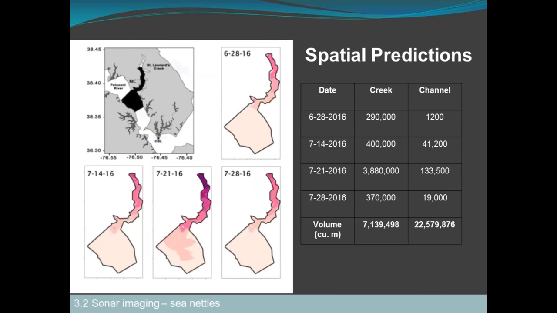So if we do a simple calculation, we can look at how many individuals are in the creek versus in the channel based on the habitat type. You can see that there is a huge difference between the average abundance. Overall, most of them are in the creek, about 100 times difference in terms of concentration.